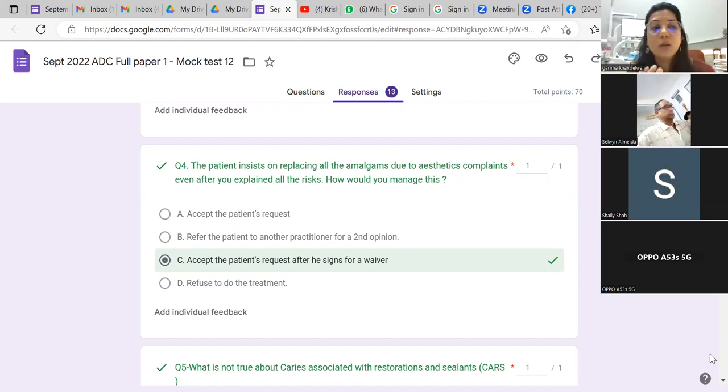Refuse to do the treatment. Why would you refuse to do the treatment? The patient is not asking for something which is illegal. Changing a filling to some other filling is not illegal. It's not against the law. It's not against the ethics. So you cannot refuse to do the treatment. Understood? Any question? If not, I'll proceed.